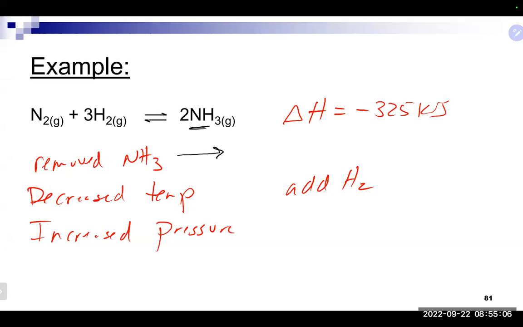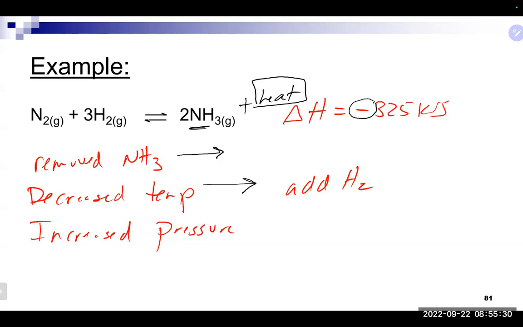If we decrease the temperature here, once again, we see a negative value for our delta H, which means this is going to be exothermic. So if I decrease the temperature, it will go which way? It's going to go towards the side where the heat is. So in this case, it would shift to the right.